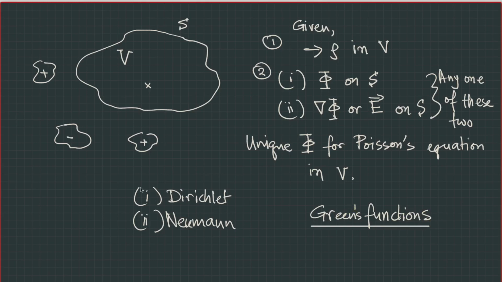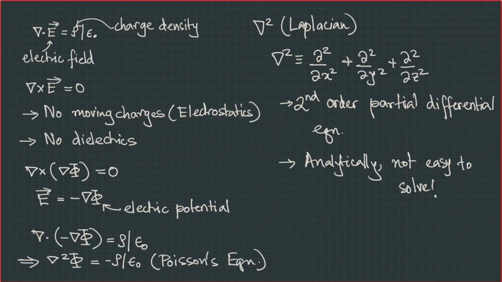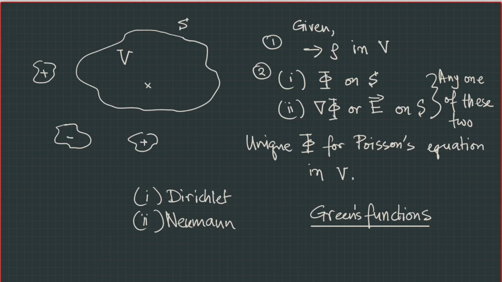So let us recap. We learned something called Poisson's equation, which relates the scalar potential or electric potential with the charge density. Now this equation is a second order differential equation and is not easy to solve for any general or arbitrary rho. So we set up some very specific problems that we will try to solve.